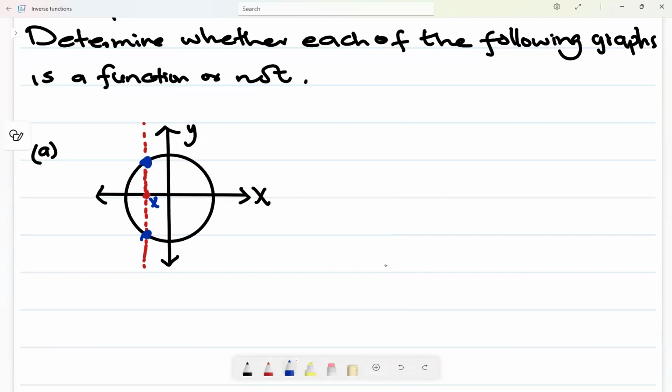Can you see that? Is this unique? No, it's not unique. Why? Because now it gives us what? Two values of y. This is the first one. This is the second y. So this is not a function. Why? Because now we have two values of y.